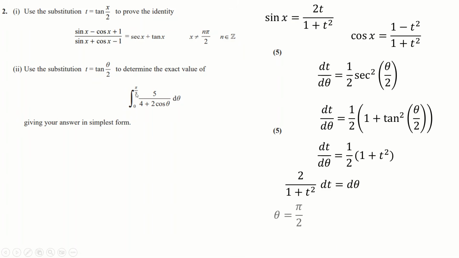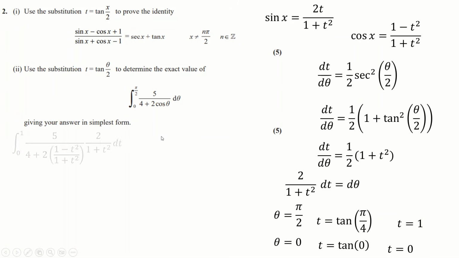I also need to do something about the limits, of course. When theta is pi over 2, t is tan of pi over 2 divided by 2, which is tan pi over 4, which is 1. And when theta is 0, tan of 0 is just 0. So that's fine. I'm integrating with 0 and 1. And I think I've replaced everything here in the correct way there.